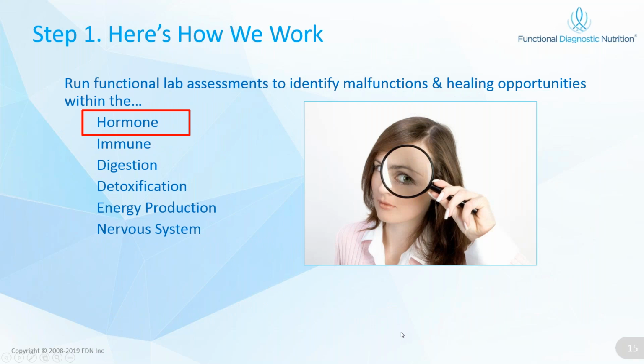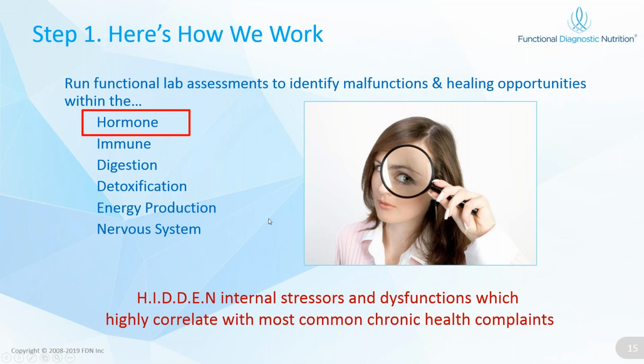So step 1, and if you were around last month, I went through an overview of all of these areas, all the labs that I would run. Here's how we work. We run functional lab assessments, identify these malfunctions, as I said, within the hormone, immune, digestion, detoxification, energy production, nervous systems. Today, we're only going to have time to look at the hormones. This is a big area when it comes to hidden internal stressors and dysfunctions, which highly correlate with most common health complaints.